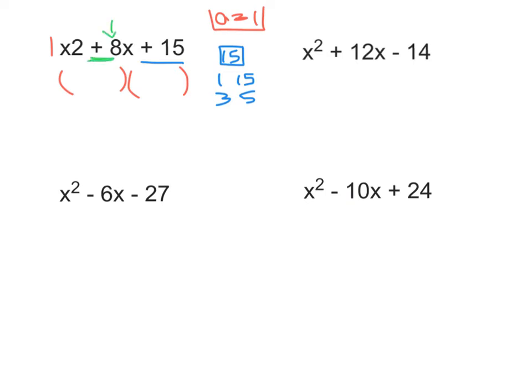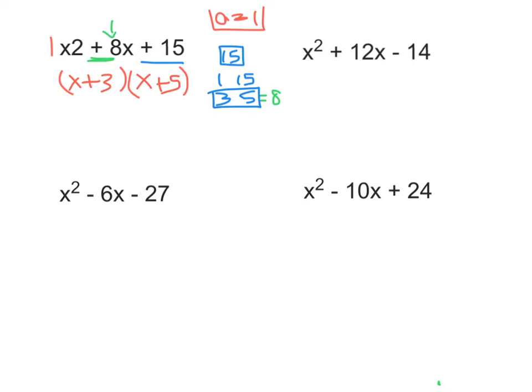And you have to look at the sign in front of it as well. So we need to add up to positive 8. Well, 3 plus 5 is, in fact, 8. So we know that 3 and 5 are the factors we're going to use. And so we can simply put an x in each set of parentheses. And then they're both positive, so plus 3 and a plus 5.